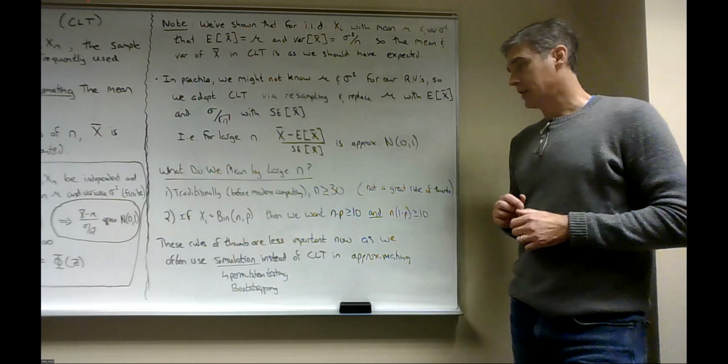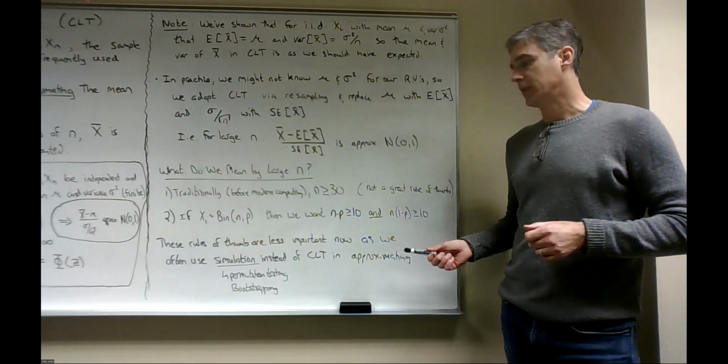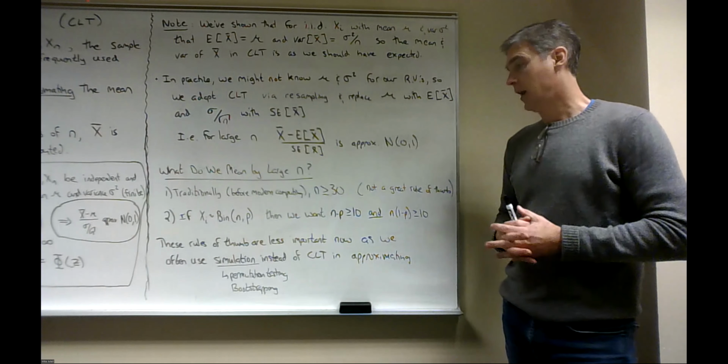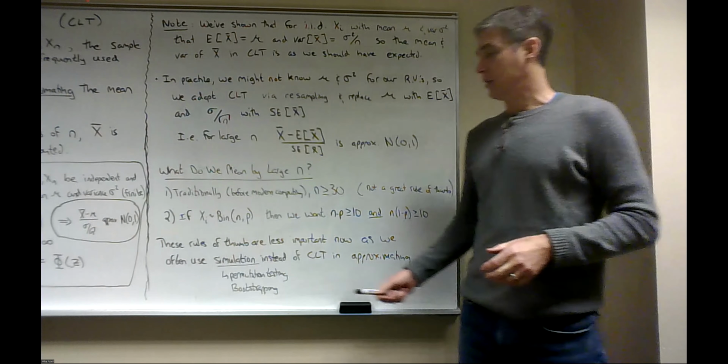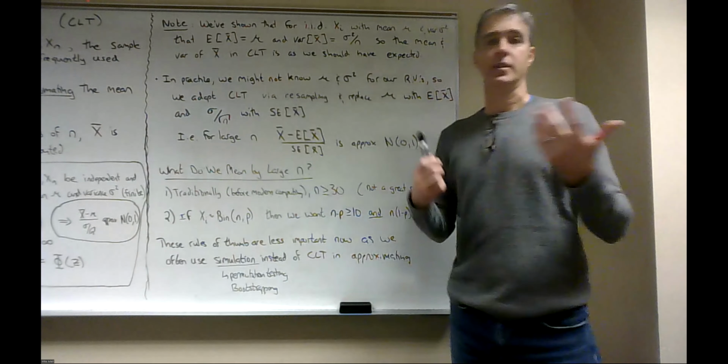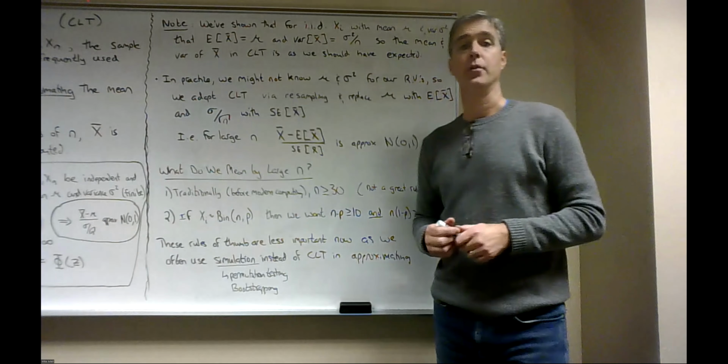These rules of thumb are less important now, as we'll often use simulation instead of CLT approximations. So we might use permutation testing, bootstrapping, something else. I'll show you an example when we do the next exercise.